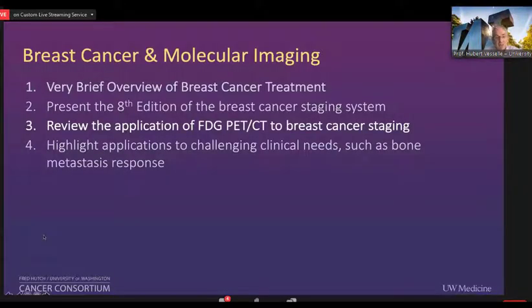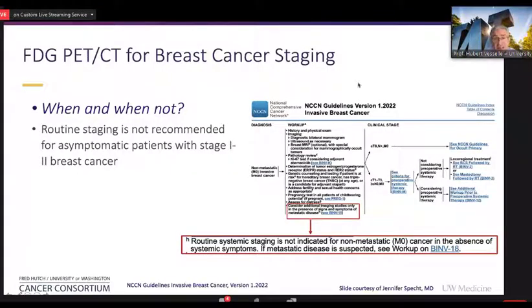Now let's look at application of FDG PET-CT to breast cancer staging. It's a very big field, very important, something that we do routinely in the US. I realize it's not yet deployed in Can Tho, but I believe it will soon be available at Can Tho Oncology Hospital. So if you look at the NCCN guideline, the National Comprehensive Cancer Network, it publishes a set of guidelines that are updated regularly. And recently, they updated the guidelines for breast cancer.